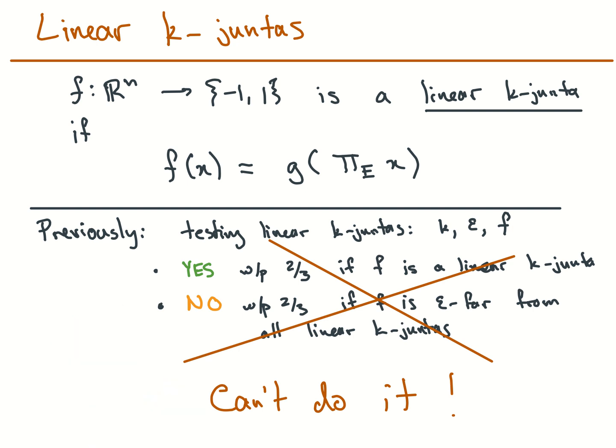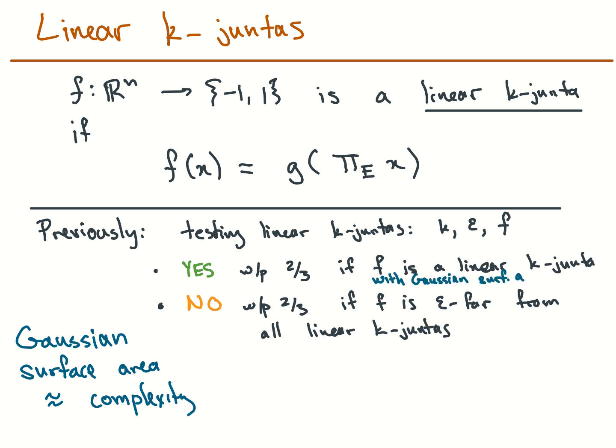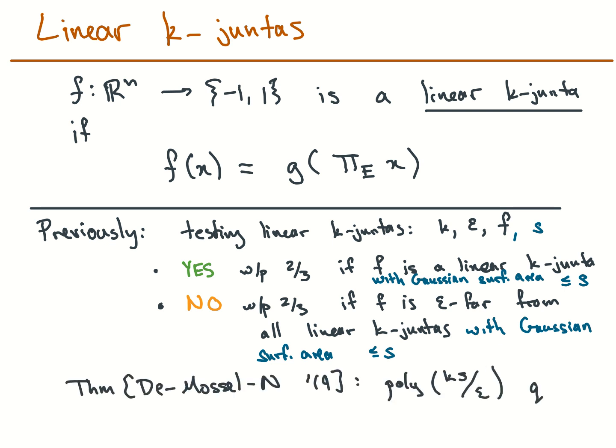The fix is to constrain the complexity of a function. Without getting too much into the weeds, we use the notion of Gaussian surface area as a measure of complexity. It's come up in learning and testing before, and the goal now is to test the class of linear k-juntas that have a bound on the complexity, say, that have Gaussian surface area at most s. This rules out crazy examples like this one, and our previous result was that you can do this testing in poly(k, s) over epsilon queries.